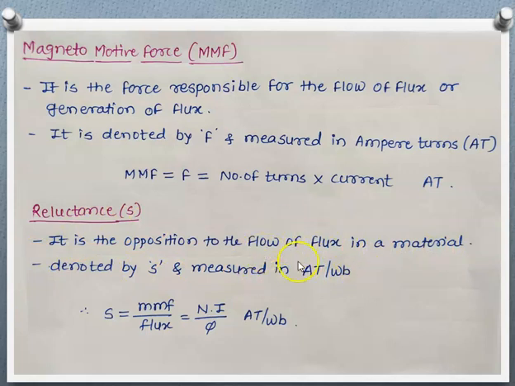As in the case of an electrical circuit, we have resistance, which opposes the flow of current in a material. Similarly, we have reluctance here, which opposes the flow of flux in a material. It is denoted by S and measured in ampere turns per Weber. We have this expression for reluctance, which is the ratio of MMF upon flux, and MMF is nothing but number of turns into current, divided by phi, measured in ampere turn per Weber.